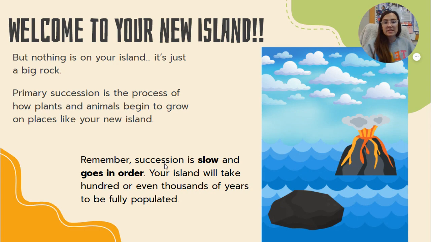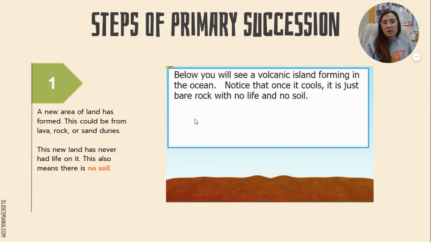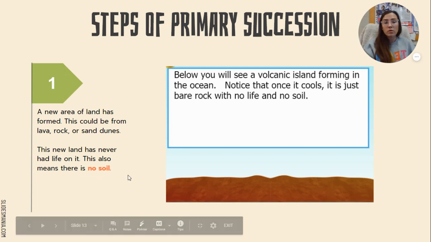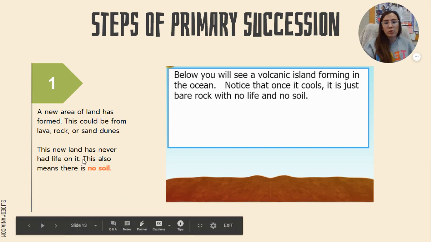Now, we need to remember that succession is very slow, and it has to go in order. So we're going to have to do a lot of waiting. It could take hundreds or even thousands of years before your island is fully developed. First thing we have is the new rock was formed. You have your island, or you could have new sand dunes. You have a new location, right? Something important to notice about your new location is that there is no soil, okay? In primary succession, we begin without soil.